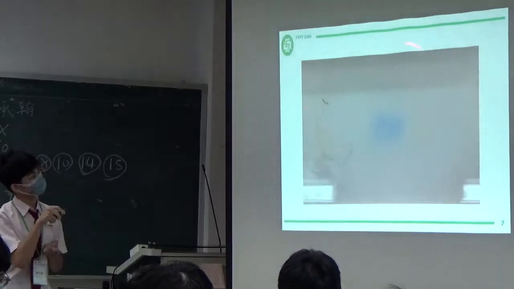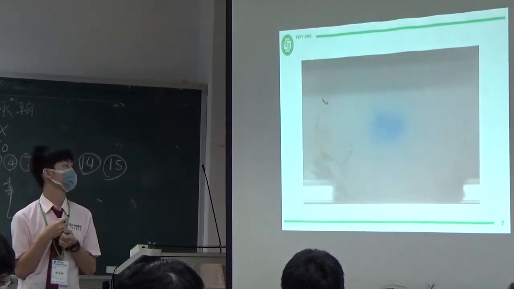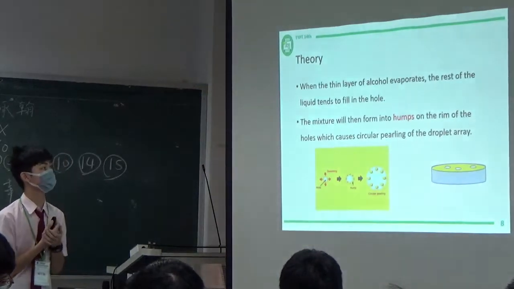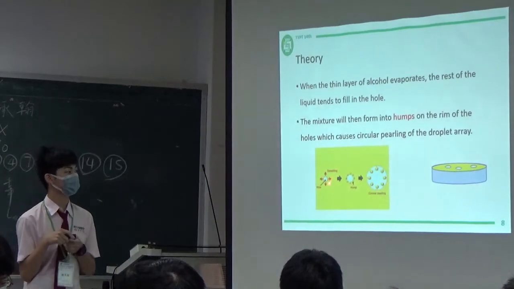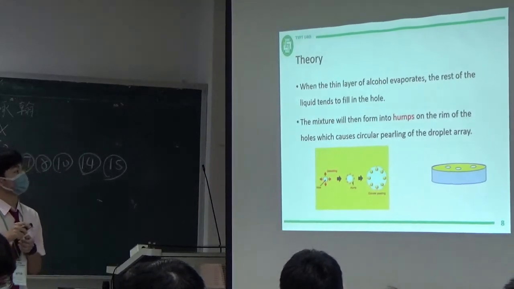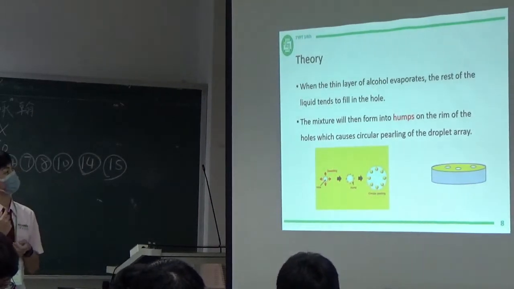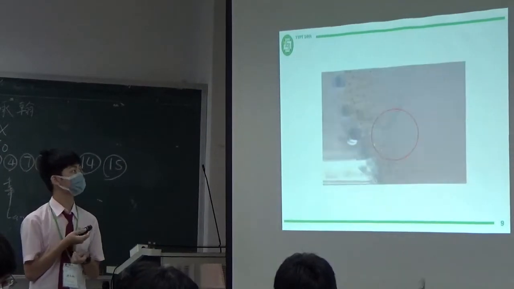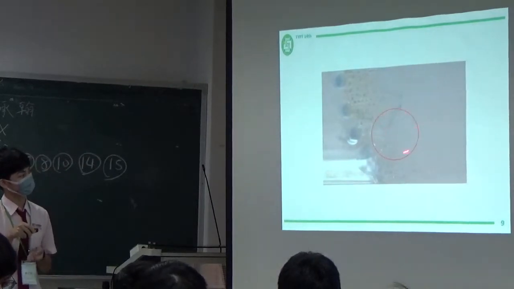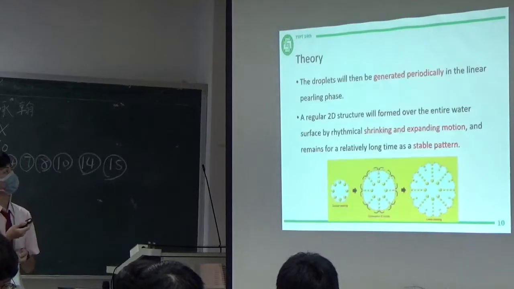As we can see, this circle is the alcohol which spreads, and the water remains in the center. Then, when the thin layer of alcohol evaporates, we think that the rest of the liquid tends to fill in the holes, like the picture shows. The mixture will then form into humps at the rim of the hole, like here, which causes the circular curling of the droplet array. So like we can see here, it starts to evaporate, and there's our circular curling.